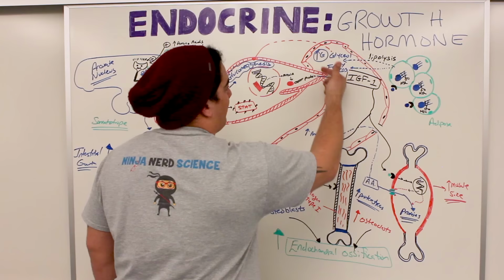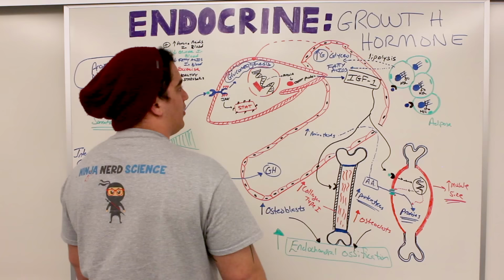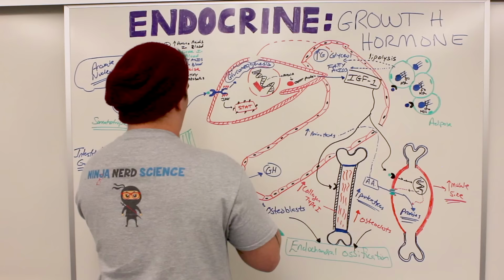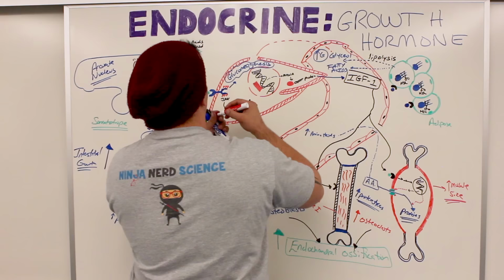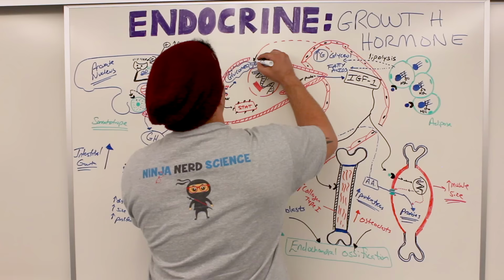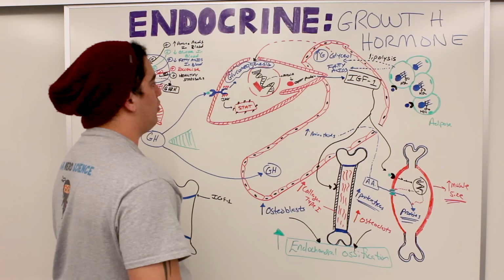We said before that sometimes odd chain fatty acids, some of them, can also get converted into glucose for gluconeogenesis, but here we're going to stick primarily with talking about specifically just the glycerol for this case. But if you want to know for your own personal interest, yes, odd chain fatty acids can be converted into glucose. But this is the mechanism that we're going to talk about. So again, glycerol to glucose via gluconeogenesis is one of the effects of growth hormone.